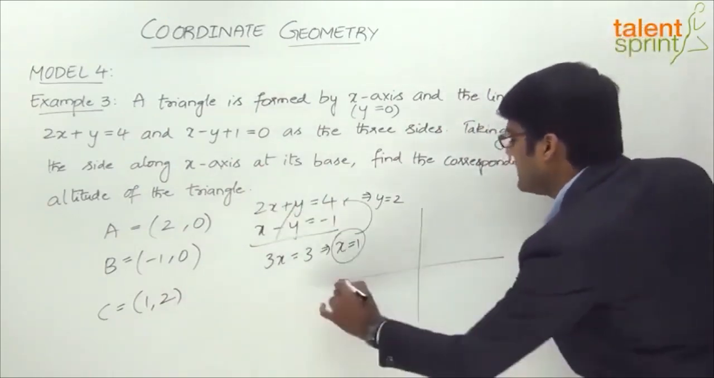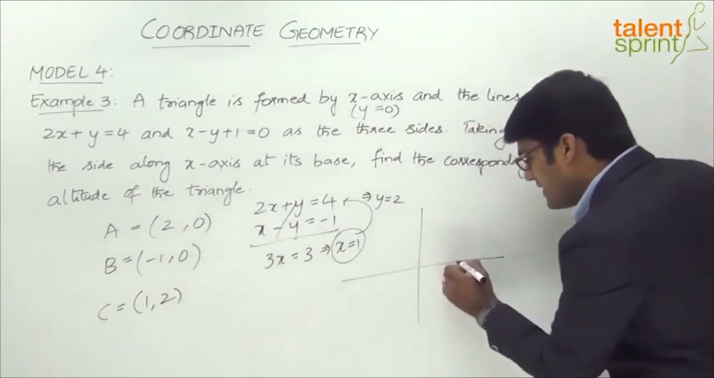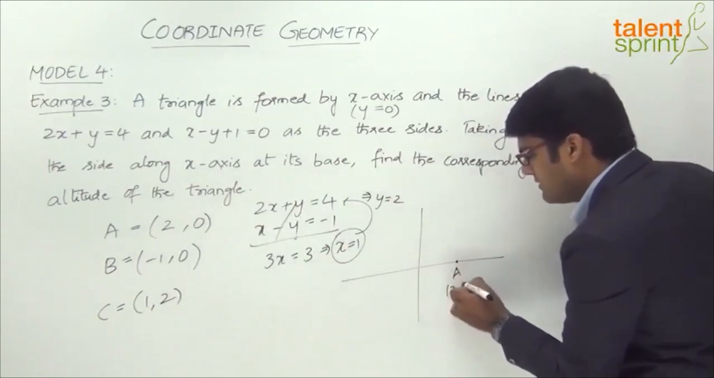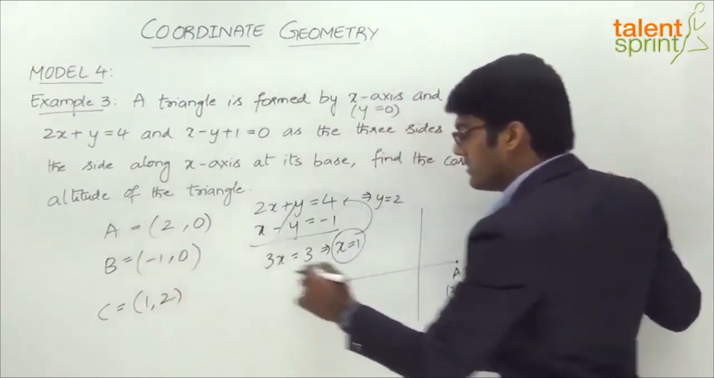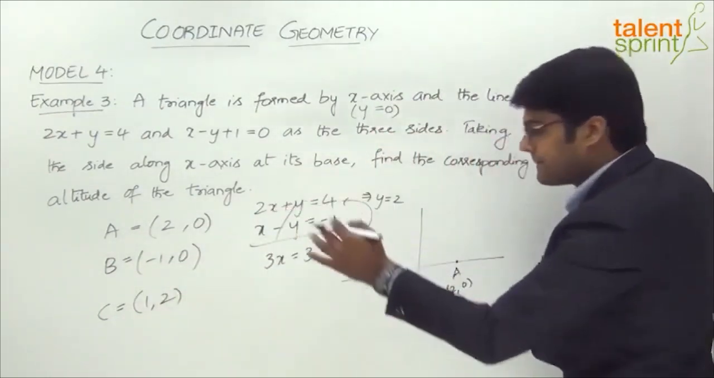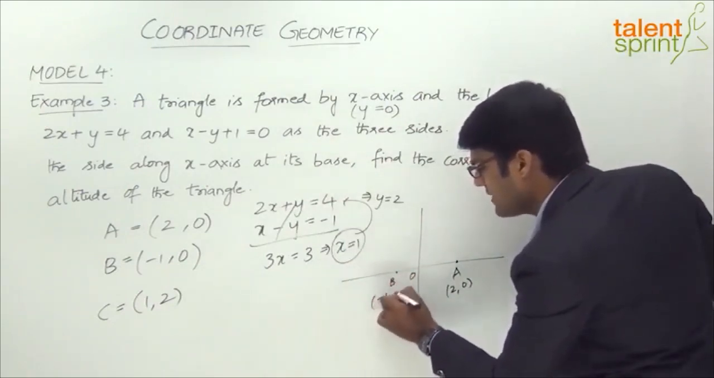So this is our xy plane, right? Now, what is the first point? 2 comma 0. This is point A, let's say, right? Point A, 2 comma 0, y equals 0, x equals 2. What is the second point? Minus 1 comma 0. Now this is origin, right? Minus 1 will be on the left side. So let's say this is B, which is minus 1 comma 0.